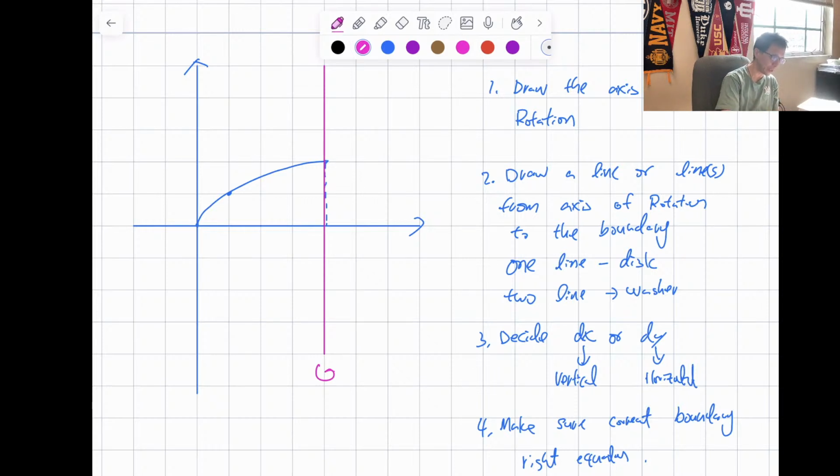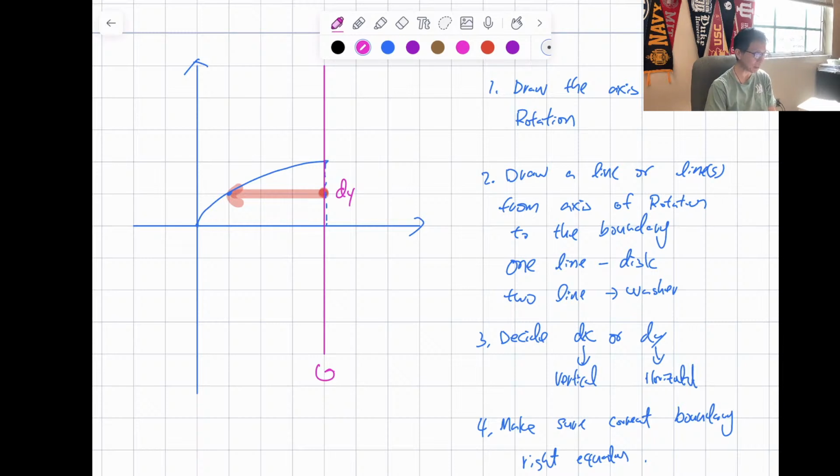So what you're gonna do is draw from the axis of rotation. If you have a problem, you draw from the axis of rotation. It has to start from the axis of rotation to the boundary, right? So you're gonna draw it this way, and that is your slice. Is this dx or dy? This is gonna be dy, right?